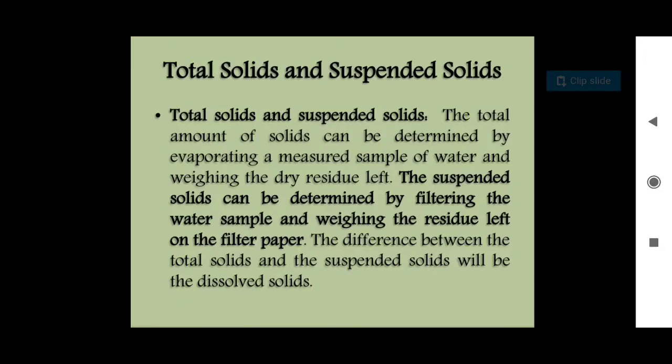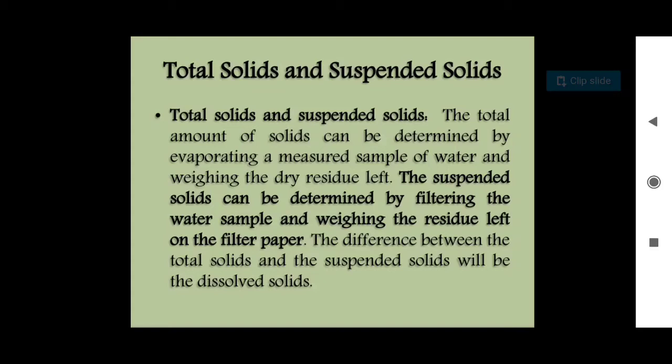Right? Total solids: the total amount of solids can be determined by evaporating a measured sample of water and weighing the dry residue. So what we actually do is use a petri dish and measure the petri dish. After that, a measured amount of water is put inside that petri dish, and then we put it in an oven and evaporate the water. When the water is evaporated, what we are left with is total solids.